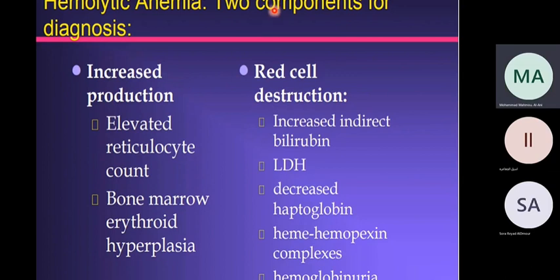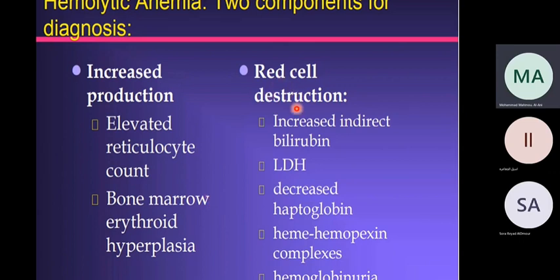So we have two components for the diagnosis. There is increased production, shown by the reticulocyte count, and we use the corrected reticulocyte count. And if we do a bone marrow, we see erythroid hyperplasia: the precursors of the RBC increase in number so as to increase production of RBCs.